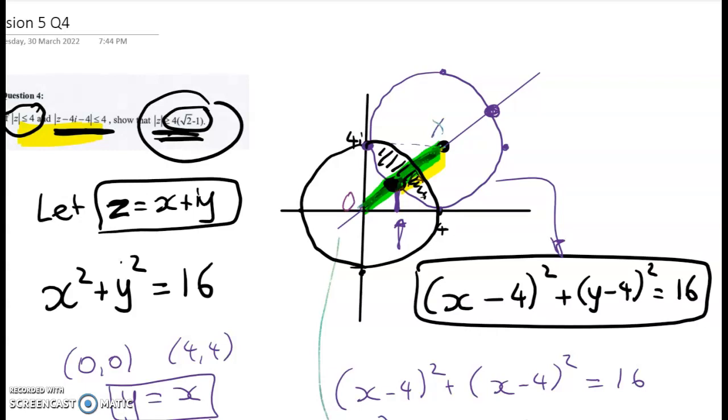And if you're watching this and you're doing Cambridge A level, it's fine for these questions to go directly to a geometric interpretation.